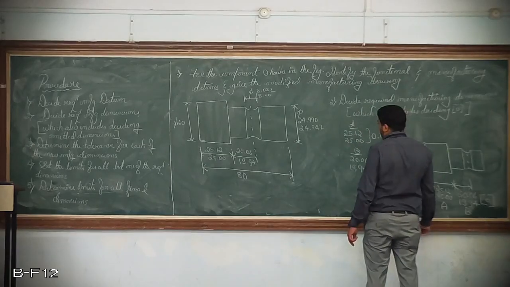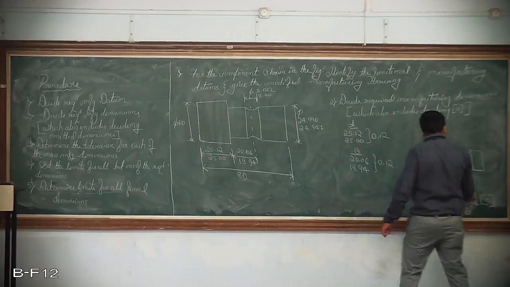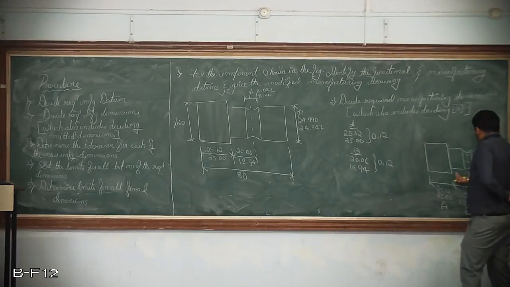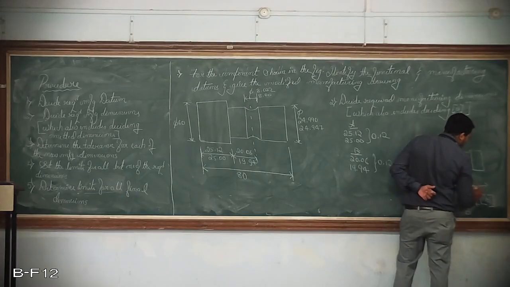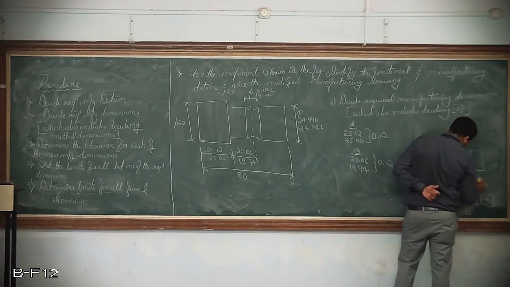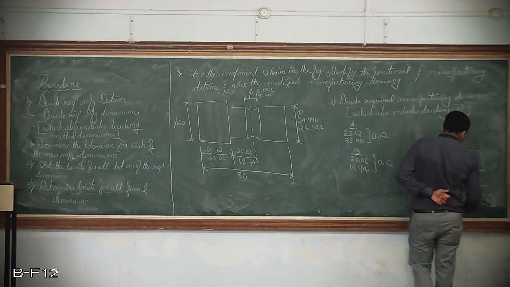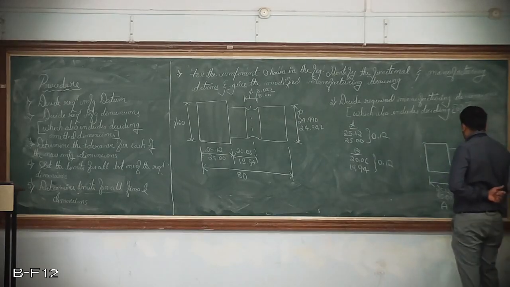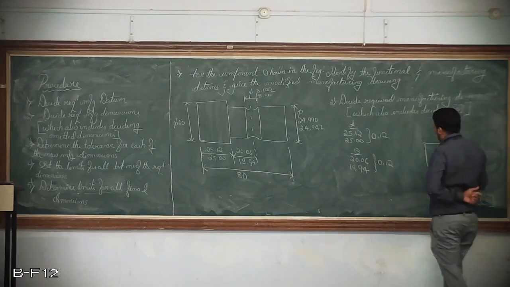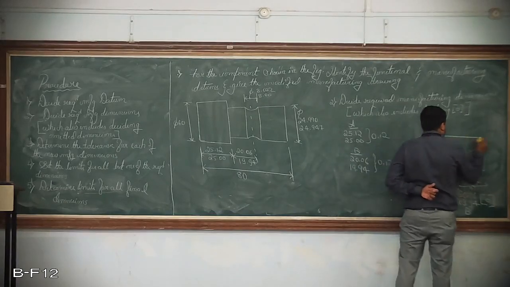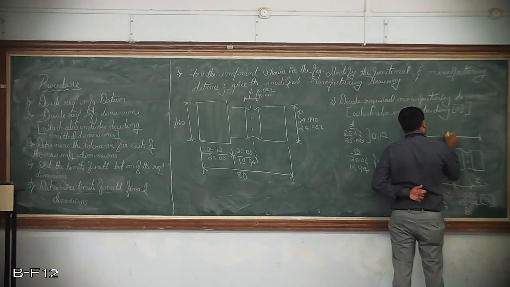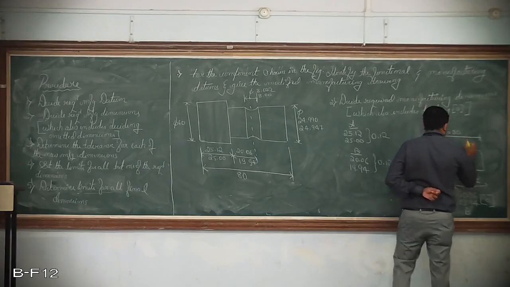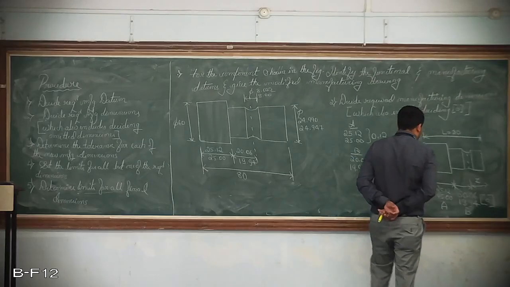Is that clear? So once you omit this dimension, how are you going to define this? There must be one more dimension, right? Hence, we are assuming one more dimension as Z. But we need the overall dimension also, that is L, which is 80.